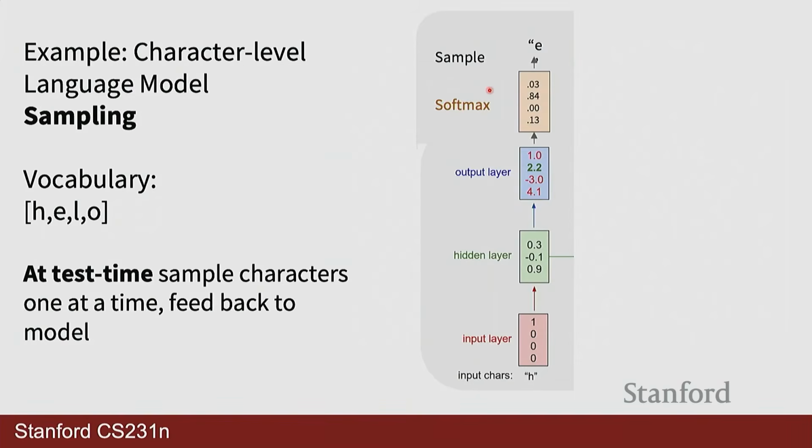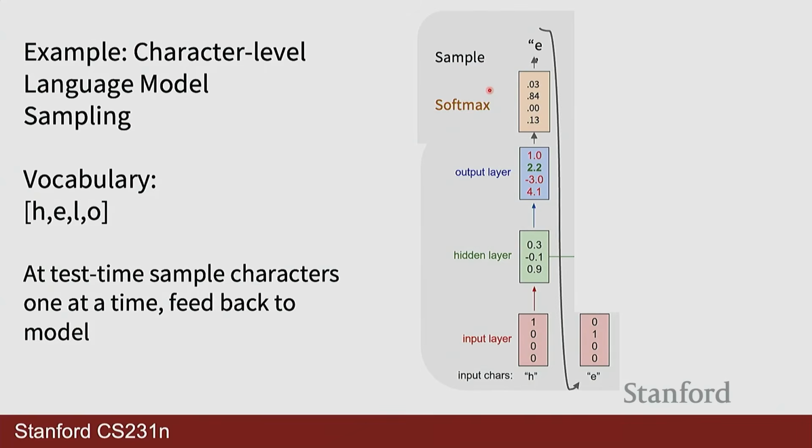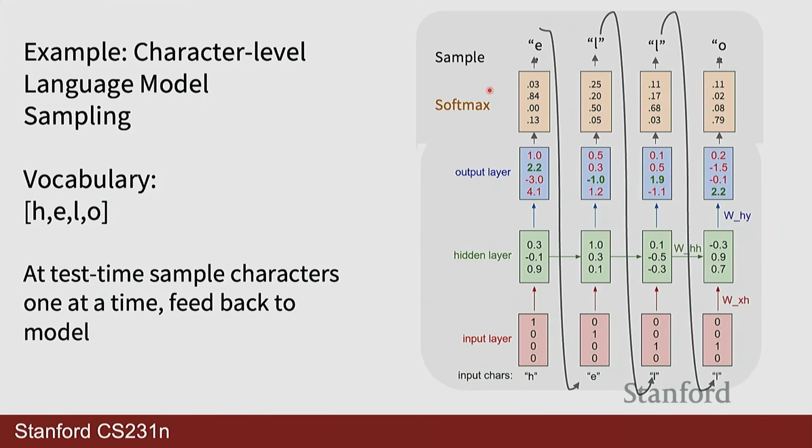So at test time, the basic idea is we need to also sample characters one at a time and just feed it back into the model. So it sees what it generated at the previous time step, and so on and so forth, repeating until we generate the word. So you can actually create RNNs to do this basic language modeling task by operating at a character level, and it works quite well.